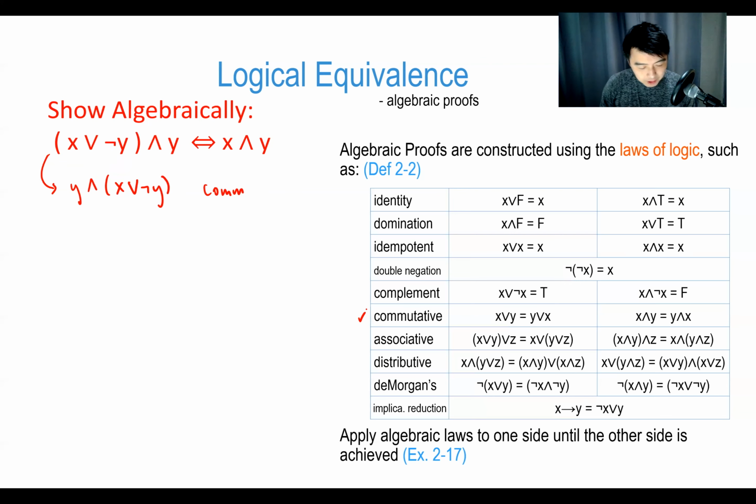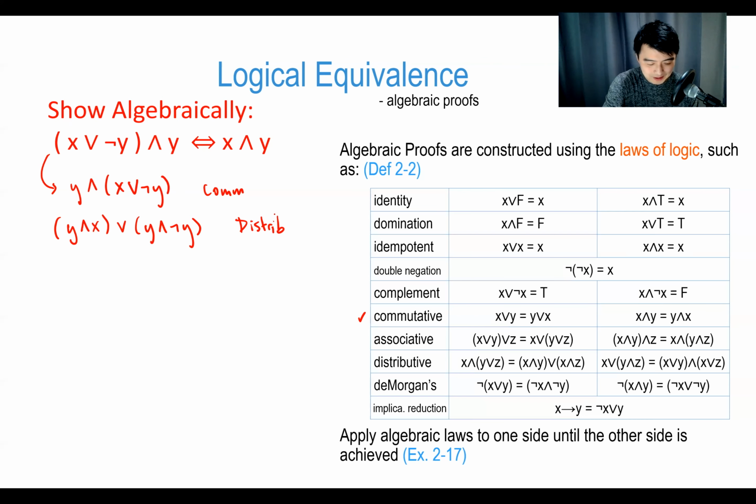Okay. Now we can do a distribution law. So I can do Y and distribute it into this bracket. I can do Y and X or Y and not Y. So this is the distribution law. Now again, I want to point out that I did use substitution here. It's because if you imagine the not y is actually one term, right? So I can put a bracket around that.